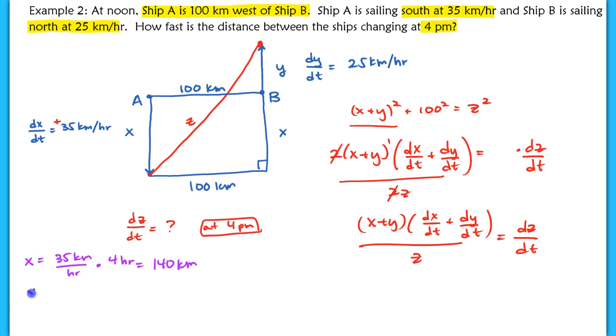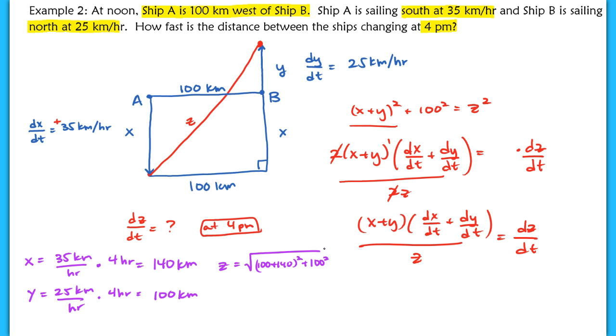Now for the segment y here, which just represents the distance that ship B has traveled in those 4 hours, you're going to take 25 kilometers per hour and multiply that by 4 hours. So at 4 p.m. it's traveled a total of 100 kilometers. Now to find z, you can just use your diagram, or you can come back to this equation here and plug in to find z. So z is going to be the square root of (100 plus 140) squared plus 100 squared.